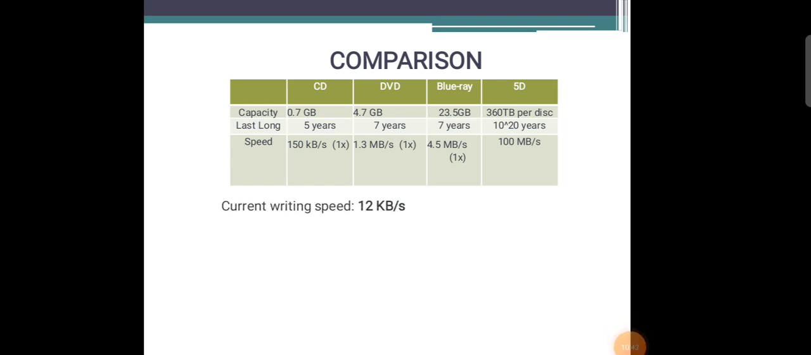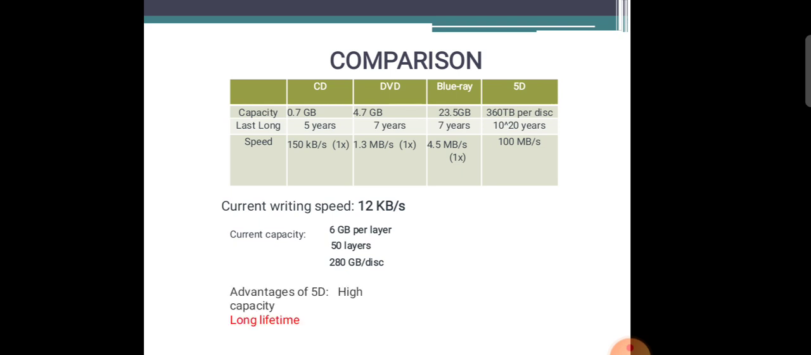Current writing speed is 12 KB per second. Current capacity is 6 GB per layer, 50 layers, 28 GB per disk. Advantages of 5D: high capacity, long lifetime.